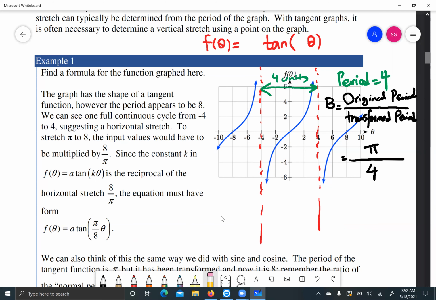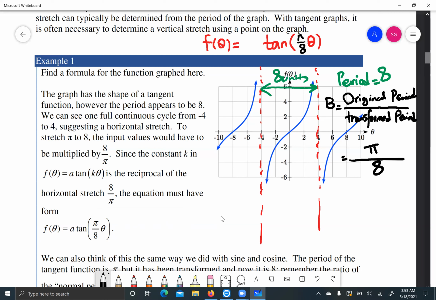So the multiplier is 4, or, oh, I'm sorry, it's 8. I'm sorry, this is 8 units. 4 to the right, 4 to the left, it's 8 units. So the period is 8. This distance is 8 units, so the period is 8. So pi divided by 8. Okay, that's the multiplier. So the multiplier is pi over 8.